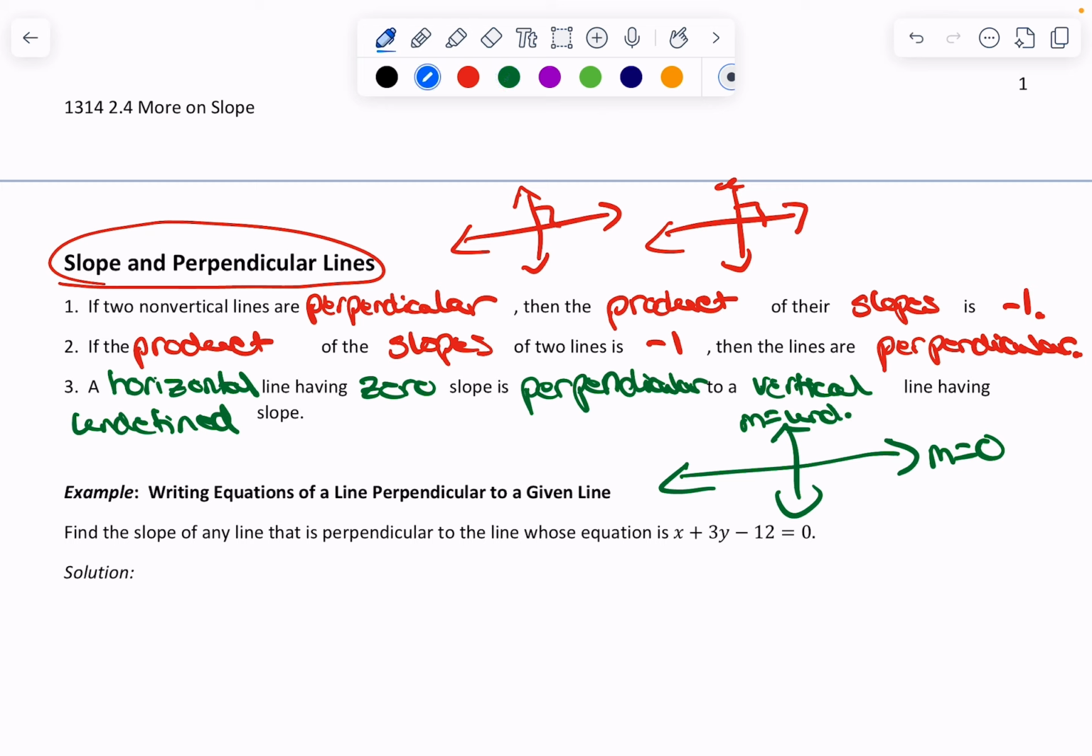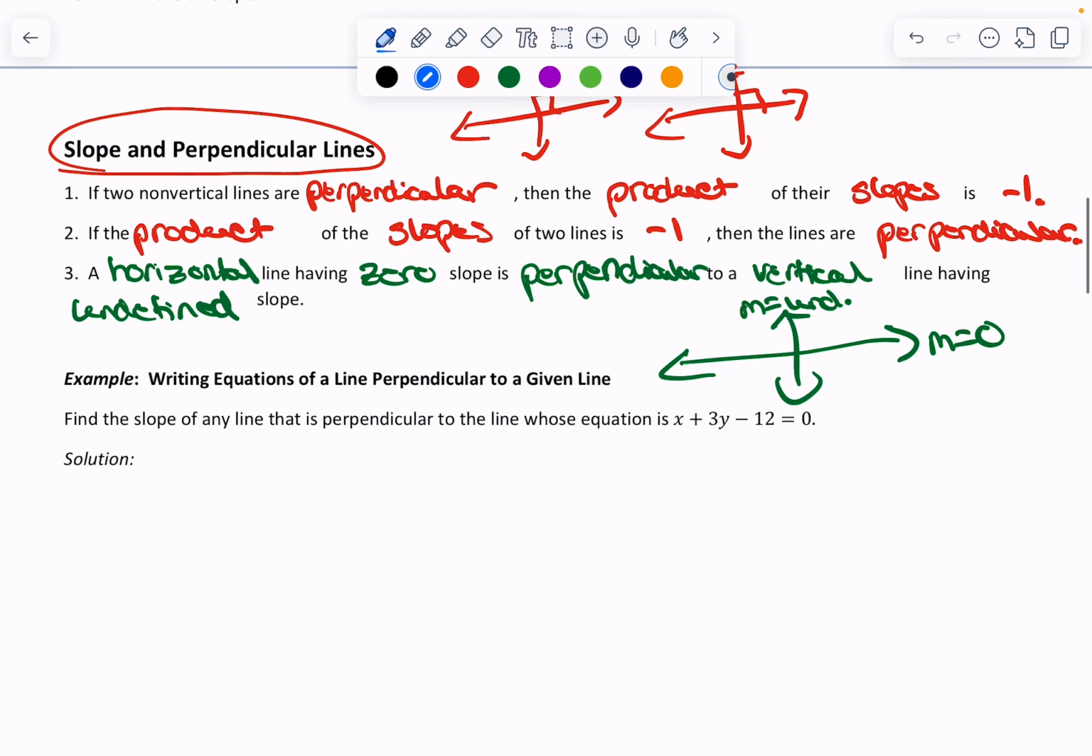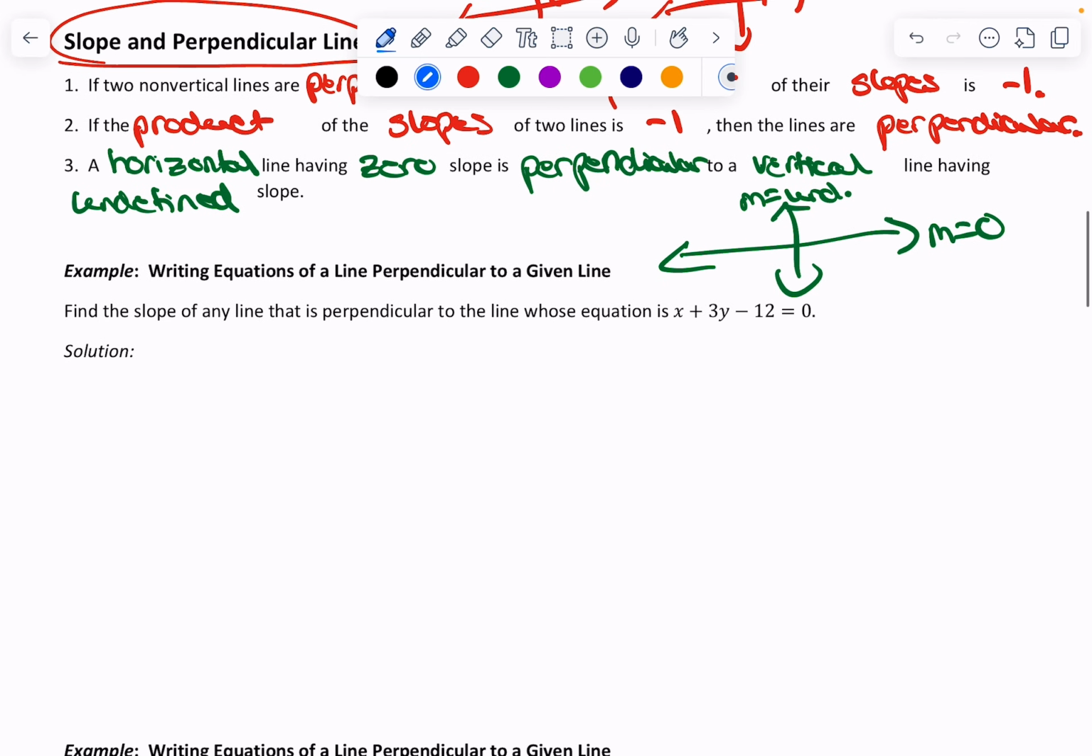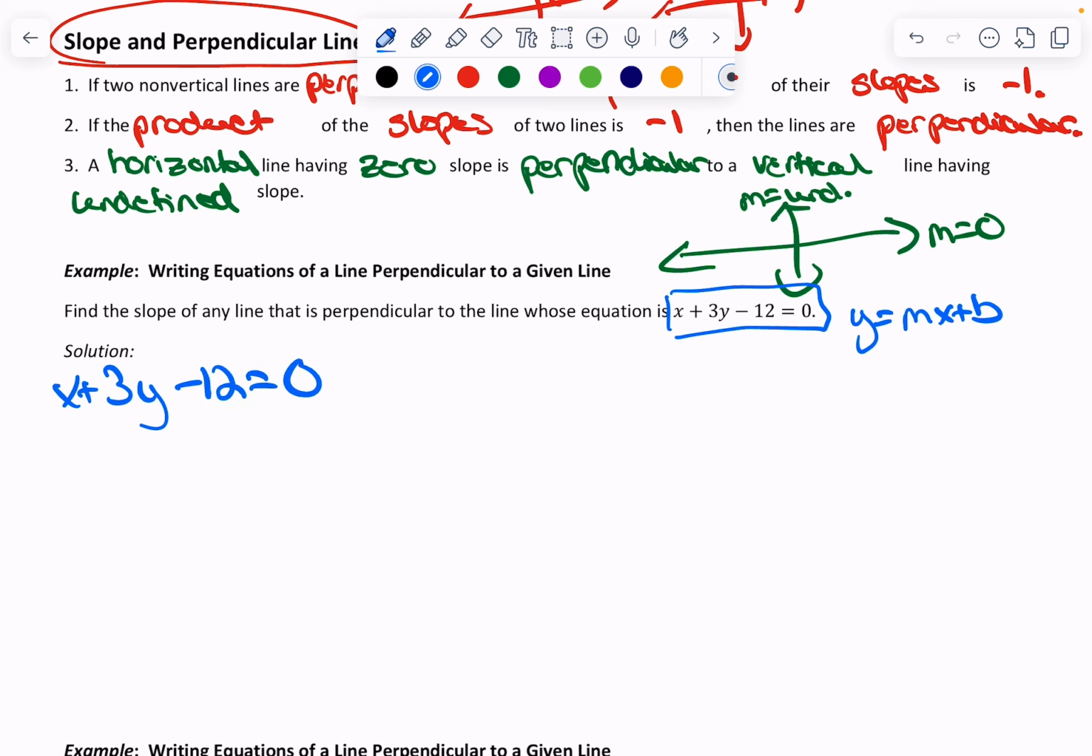Okay, next we're going to write equations of a line perpendicular to a given line. So we are given the equation x + 3y - 12 = 0. For us to know what the slope is, we're going to have to put it into slope-intercept form. So we're going to have to move everything except y to the right.